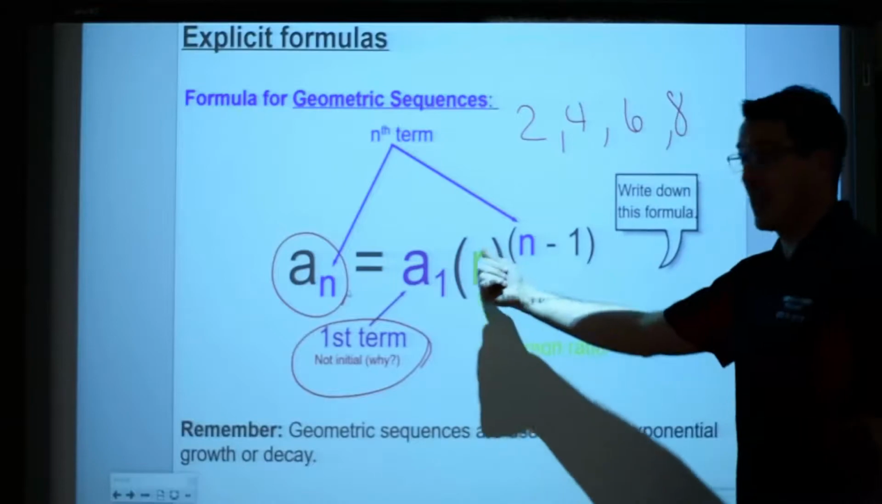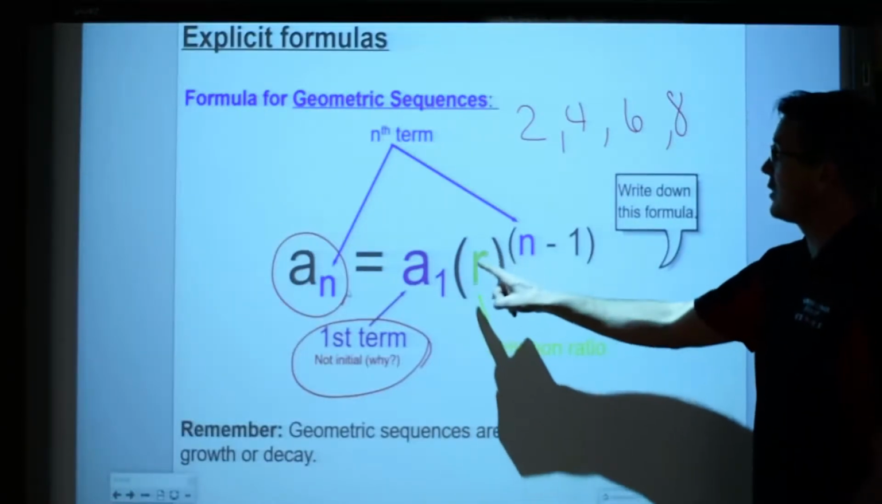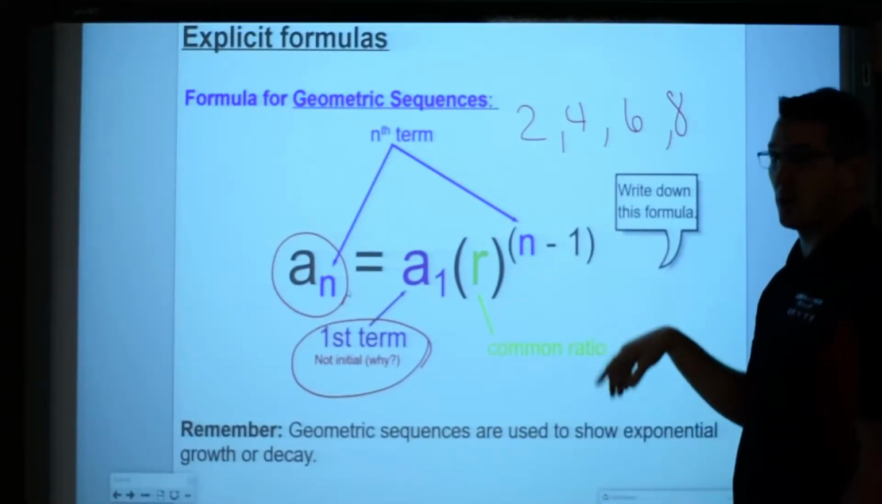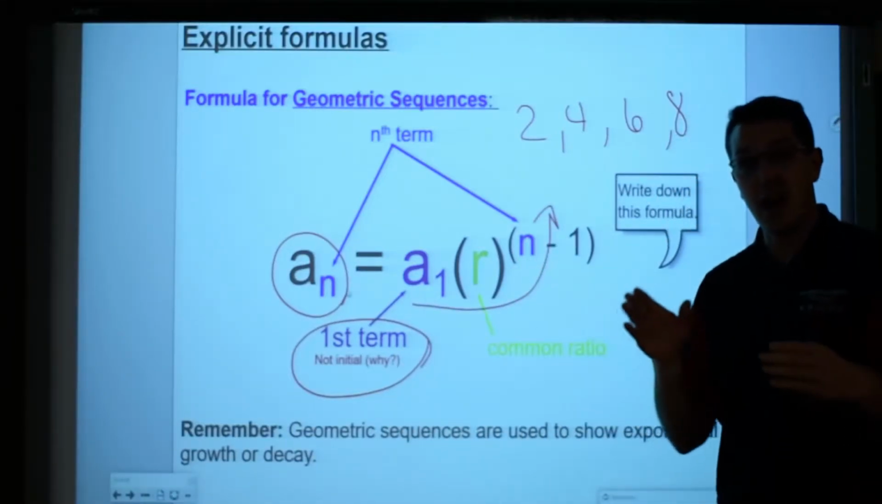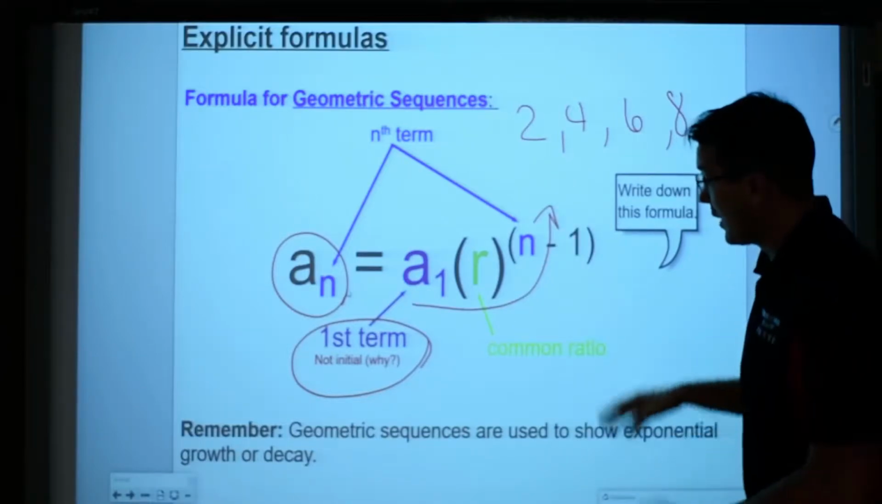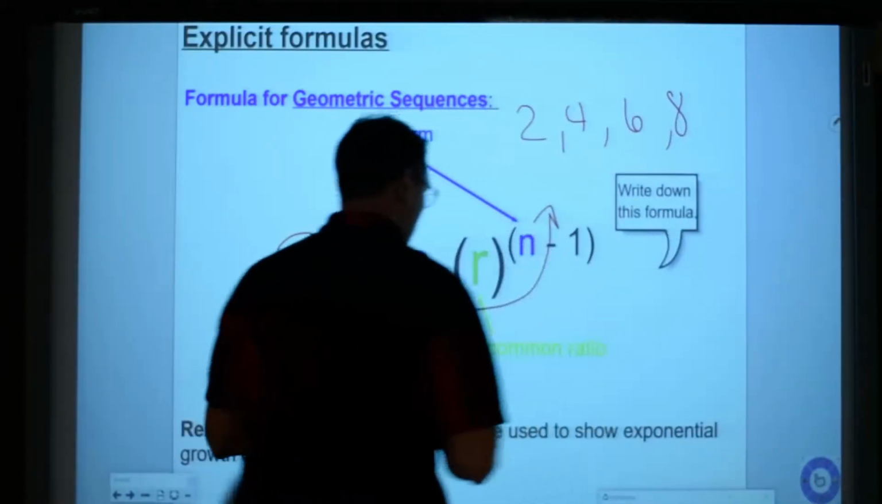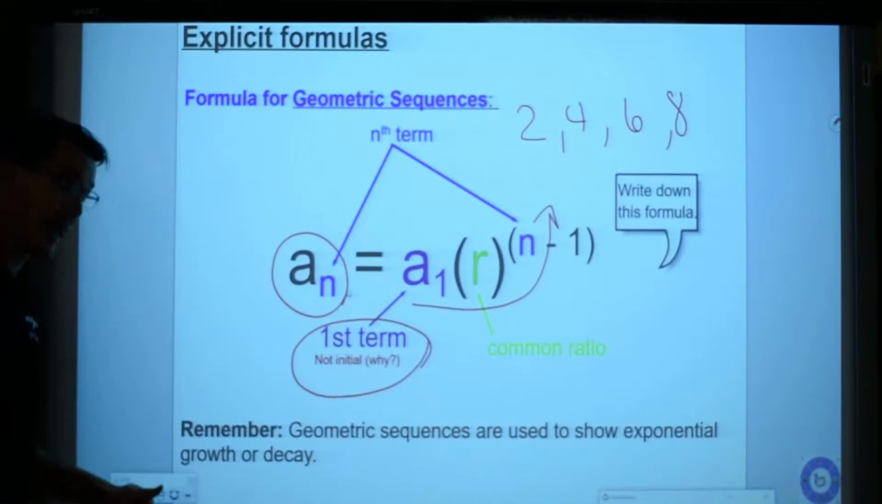And then instead of a difference, we're talking about a common ratio. And then you notice here it says to the n minus 1. So the difference is because it's exponential, instead of being times, it's to the power of. So this is your formula. Remember, geometric sequences are used to show exponential growth or decay, meaning exponential equations.